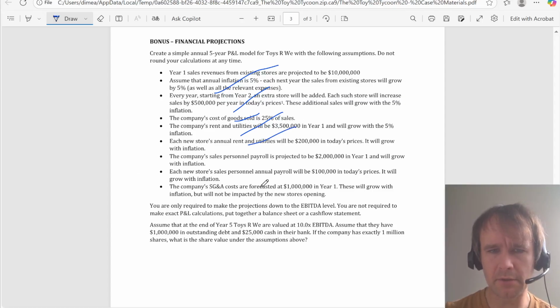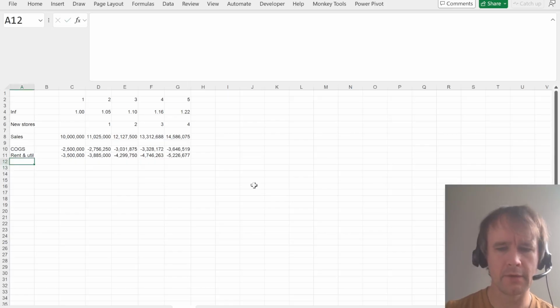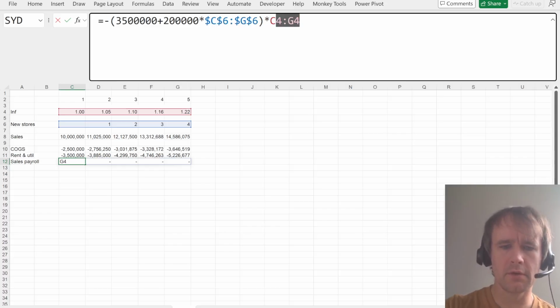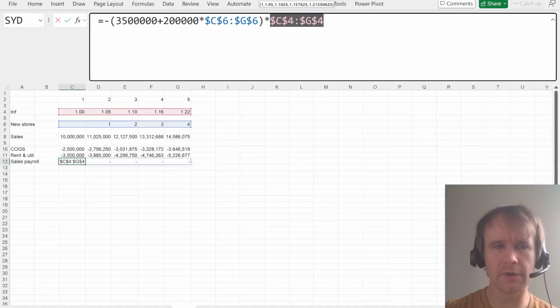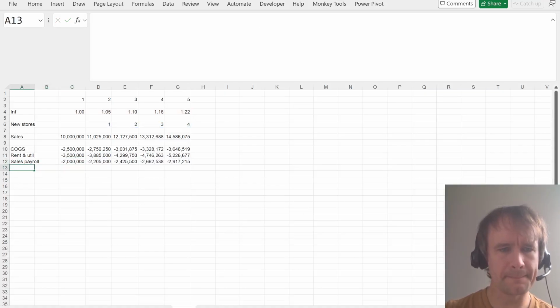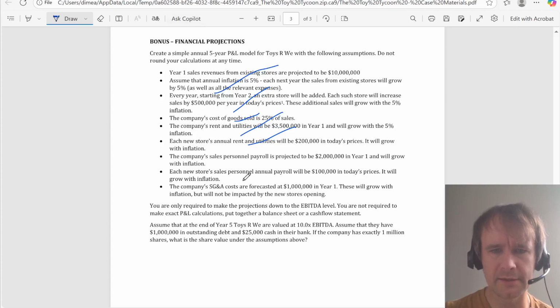Sales personnel payroll, 2 million growing with inflation. Okay, so payroll, sorry, sales payroll. Now we want to point this at this and this at this. Probably just lock both of those because I might be reusing this formula again. So the base costs are 2 million and then another 100,000 for each new one. Okay. What else we got?